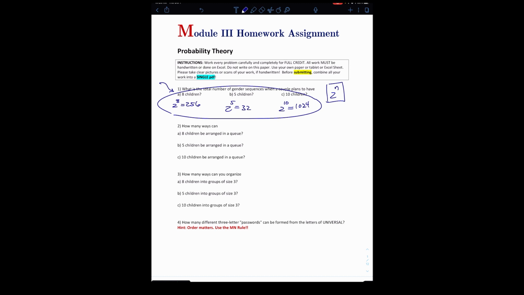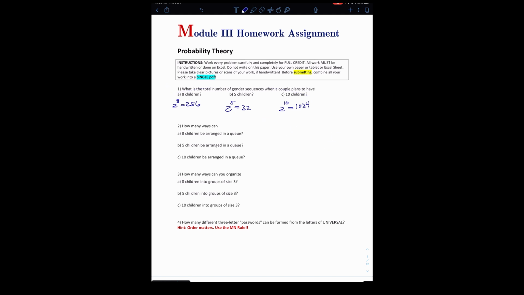So if it's 15 children, it'll just be 2 to the 15th. 9 children will be 2 to the 9. 12 coin tosses will be 2 to the power of 12. So it's always 2 to the power of the number of coin tosses or number of children that they're asking you. That's a quicker way to do it. It's still the MN rule, but it's just a shortcut, a back alley way to look at it. Excellent. So let's move on to the next one.